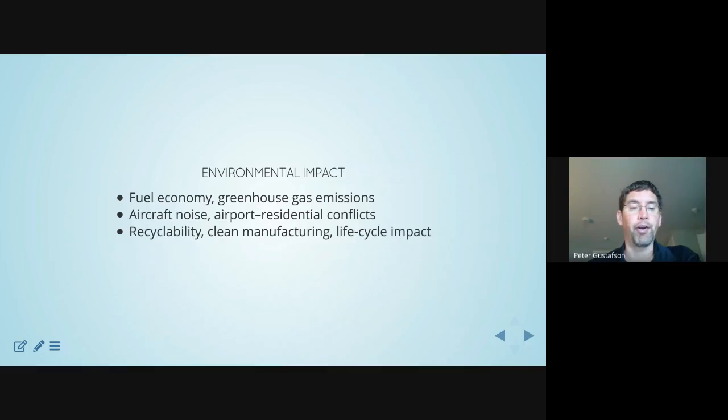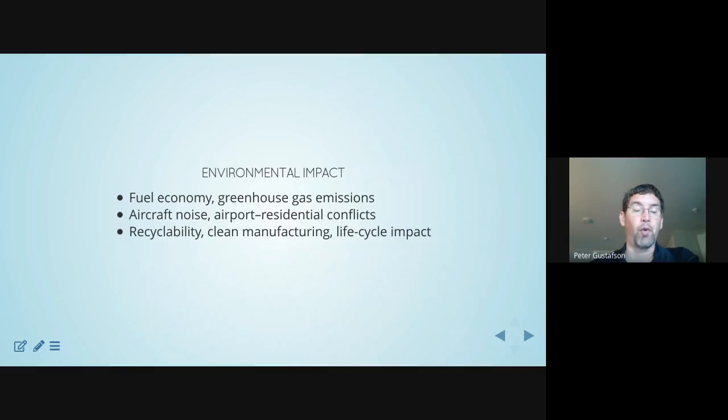And then another environmental impact aspect of aircraft design is the recyclability of aircraft, the ability to manufacture aircraft in a clean setting without negative environmental impacts. And then, of course, we want to consider the life cycle of an aircraft manufacturing process, not just the fuel economy as it impacts the environment.